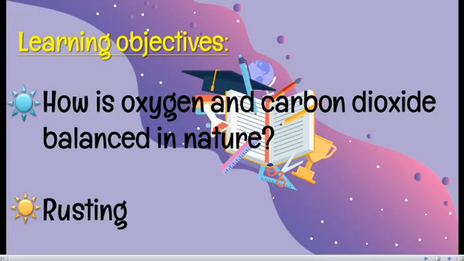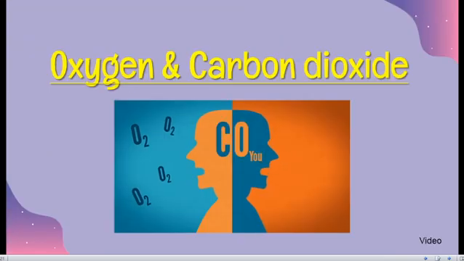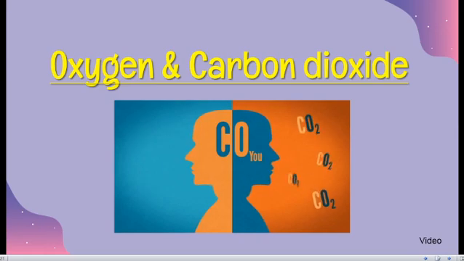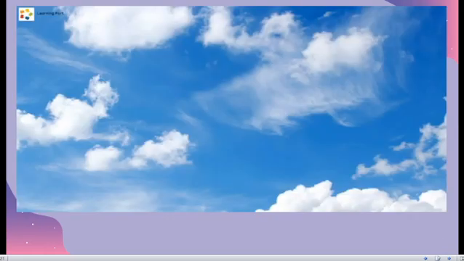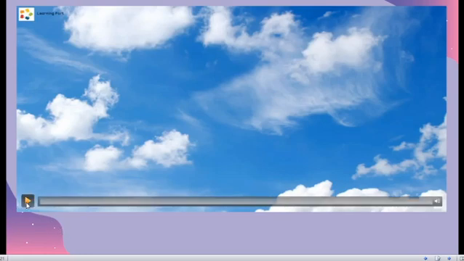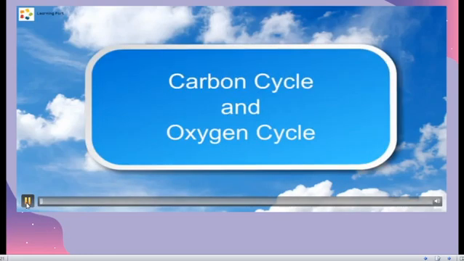Now we are going to discuss the addition of two topics, that is how oxygen and carbon dioxide are balanced in nature, and the next one is rusting. So let us see the first one, oxygen and carbon dioxide cycle. Before going to this topic, kindly watch a video about this. It will give you a clear idea of what the oxygen and carbon cycle is.